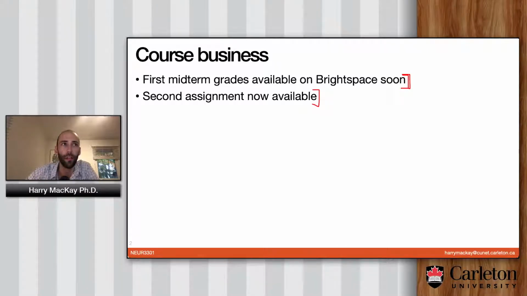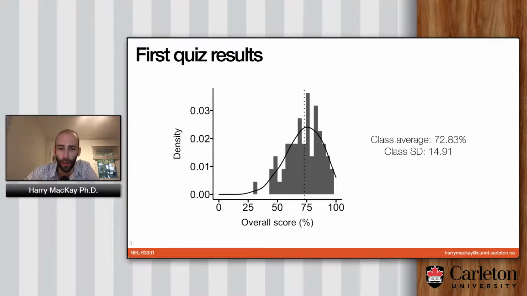Okay, so let's go into our review of the quiz results. Here is the distribution of grades. This is a histogram with the kernel density function overlaid here. The class average was 72.83%, and the standard deviation was 14.91. I did apply a bit of a curving to the grades to give them a little goose in the right direction, just to make sure the average was a little bit better.